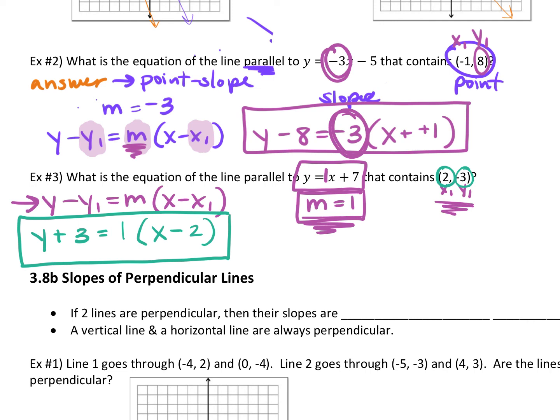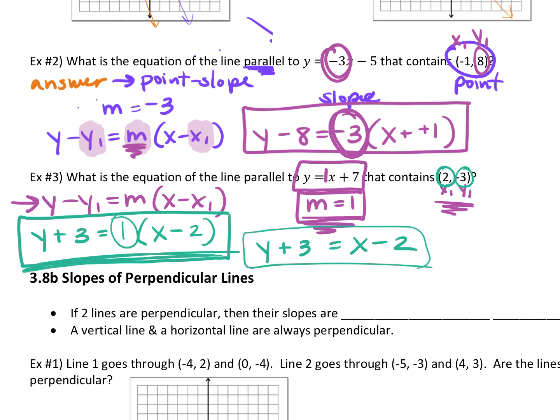Now here's the deal. Technically, if you wrote this, y plus 3 equals x minus 2, that's technically point-slope form also because this 1 doesn't change anything. So if you gave me this, I would give it to you, but this is the one I would prefer just because then I know you're understanding the setup. Questions on any of that?